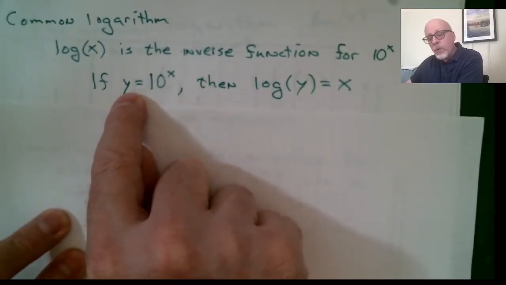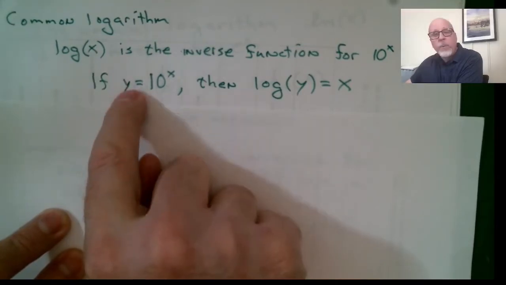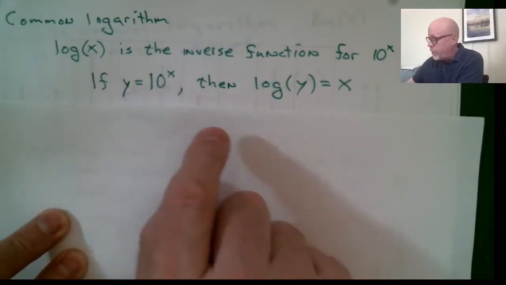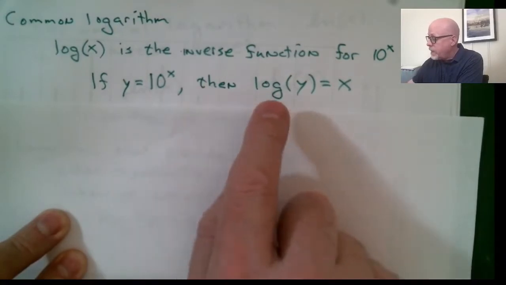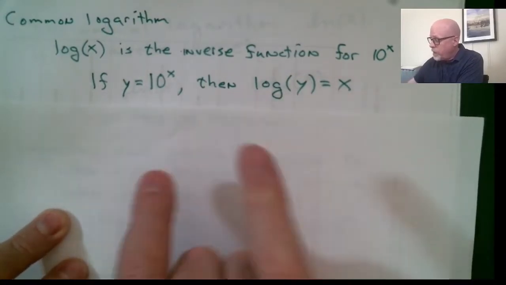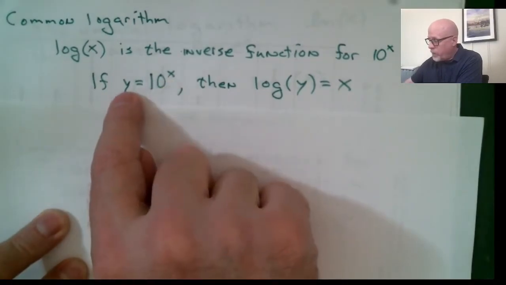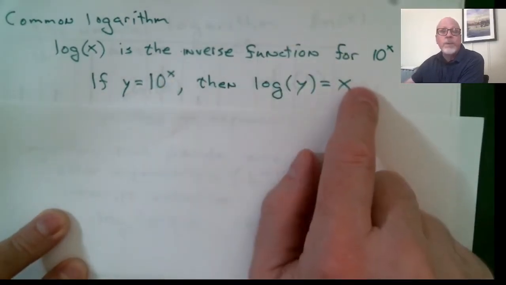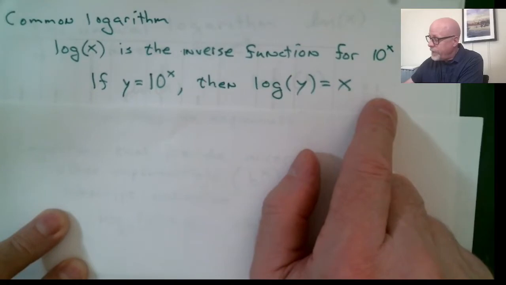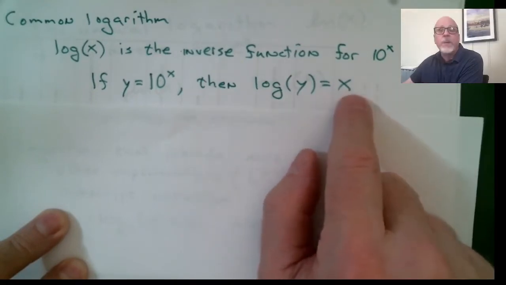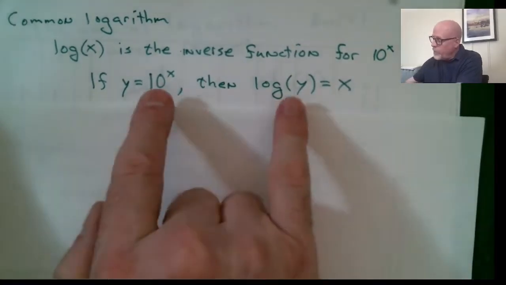Then if you take the logarithm of that output, you'll get the input. So if y is 10 to the x, then the log of y will be x. You see how it just sort of switches input and output? Here, x was the input, y was the output. On the logarithm, it looks like the y is the input and the x is the output. But those are really equivalent sentences.